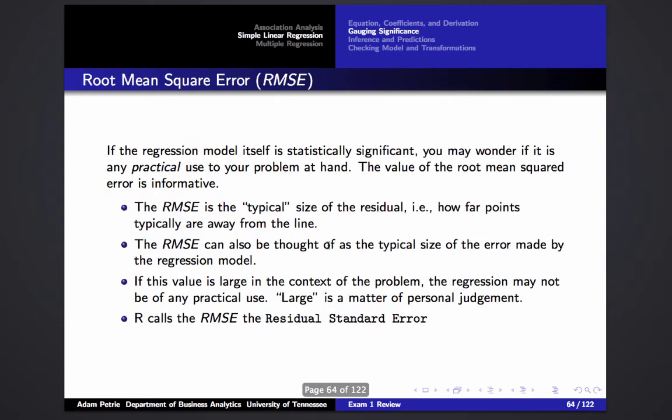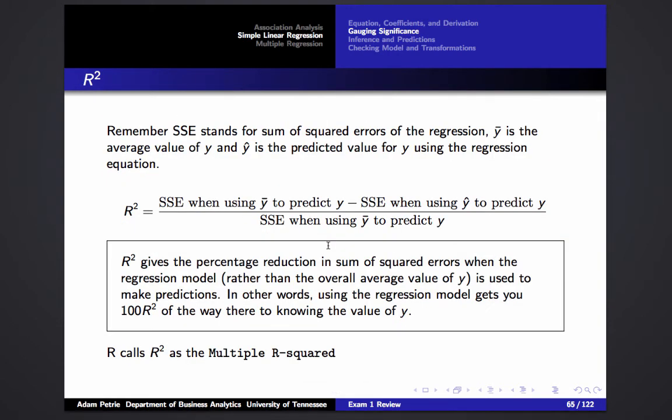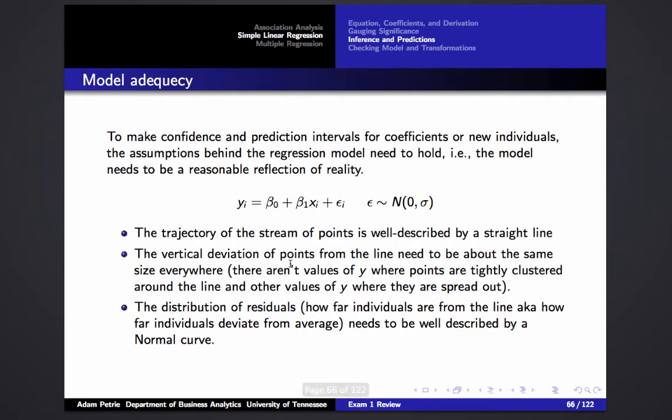Okay, so larger values of r squared are better, but once again, there's no hard and fast rule for how big an r squared needs to be for the model to be useful. Also, a very large r squared isn't necessarily indicative that the model is appropriate to actually be using to model the relationship. It might be the case that we have a nonlinear relationship with a large r squared. So you always got to confirm that your regression model is an accurate enough reflection of reality to use.